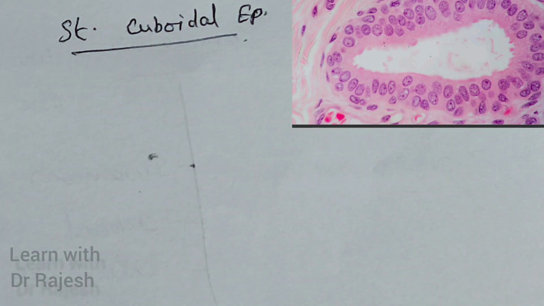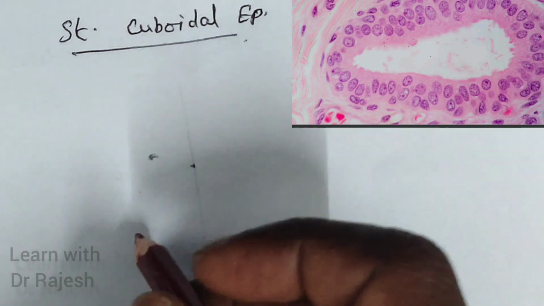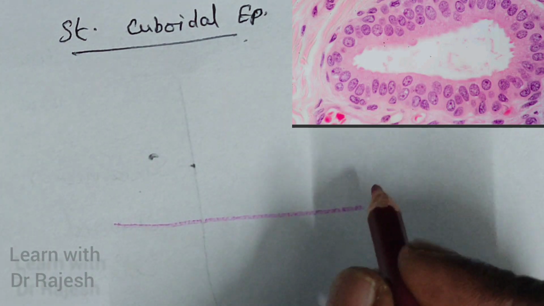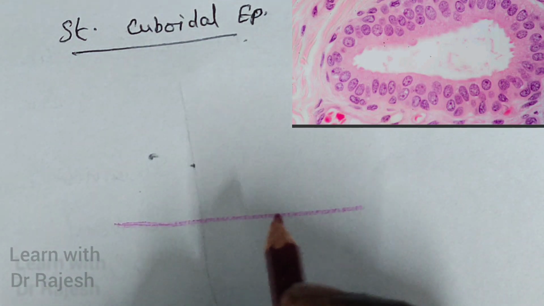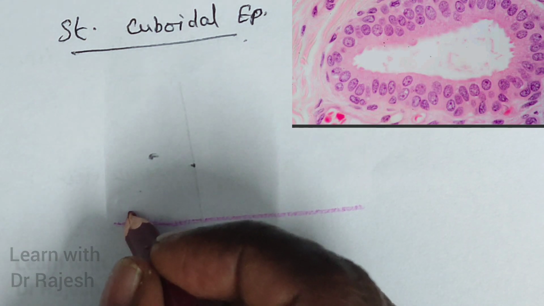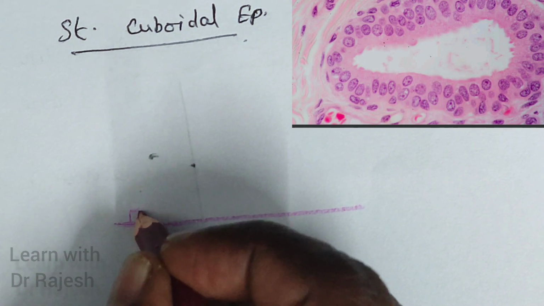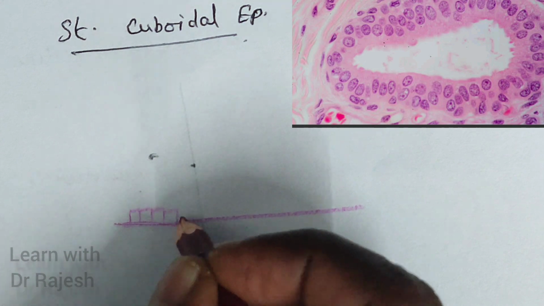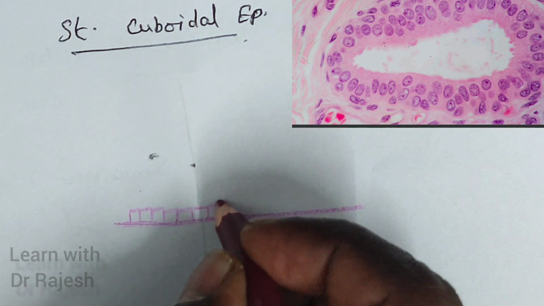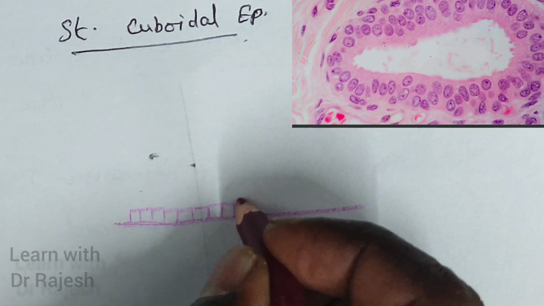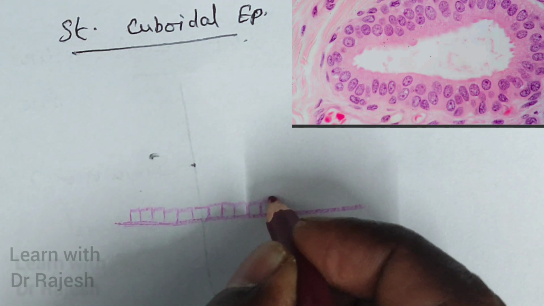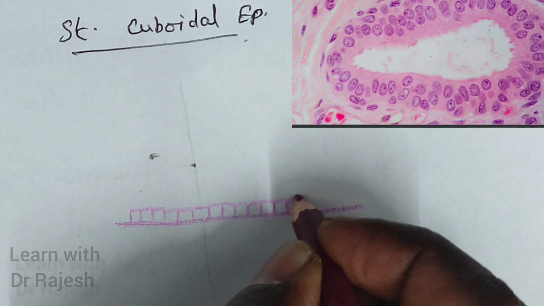For stratified cuboidal epithelium, the process is the same. Draw the basement membrane. Then on top of the basement membrane, draw the cells. Here we can draw multiple layers of cuboidal cells, one after the other. Usually 2 or more layers of cuboidal cells can be drawn. So you know how to draw the simple cuboidal epithelium.